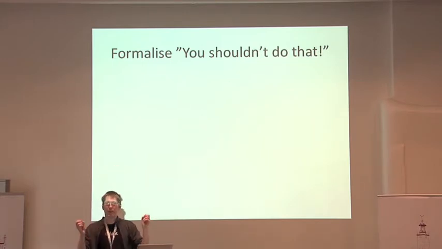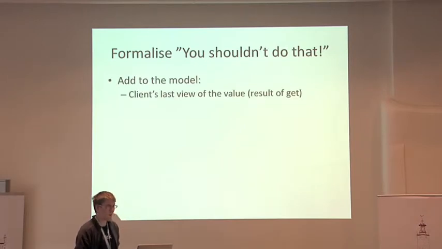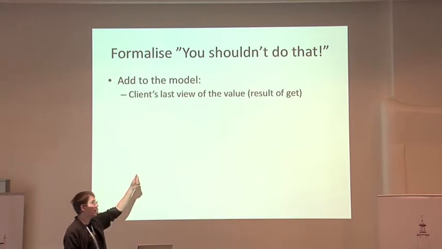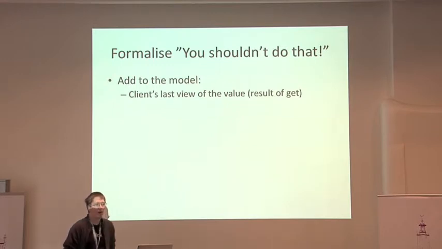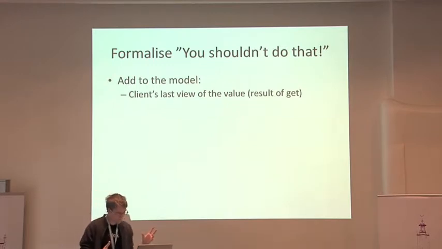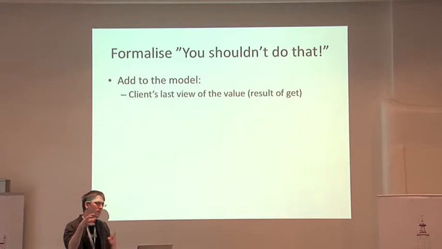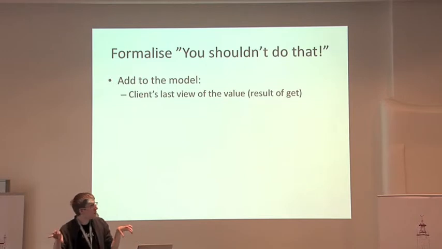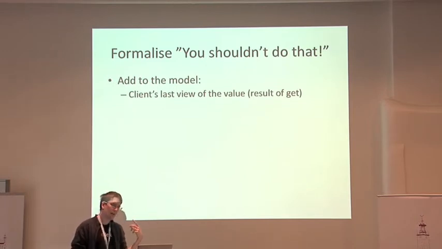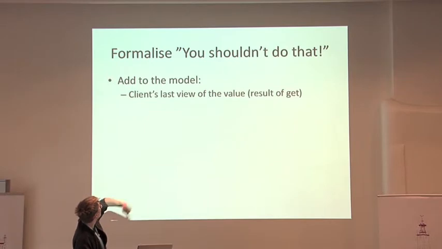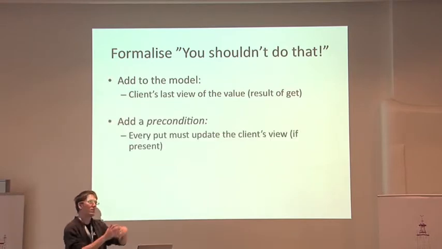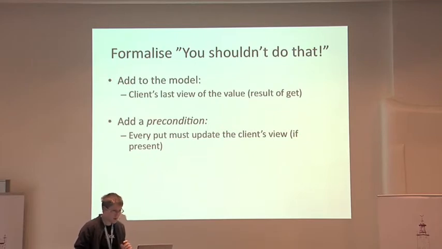So why don't we put that into the specification and make sure that we don't generate these bad sequences where we do an update and then a new. So we're enriching the model so that we keep not only what the value is in the database, but also the last view of the value that each client has. So when it does a get, it gets a view of that value, and also when it does a put, I suppose.